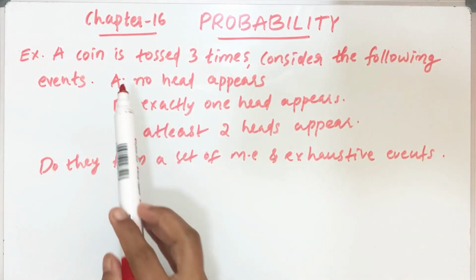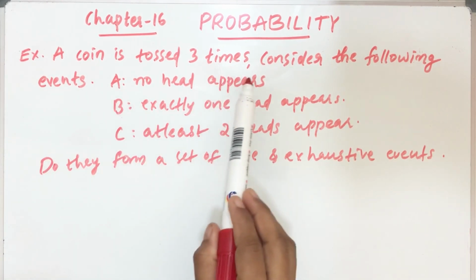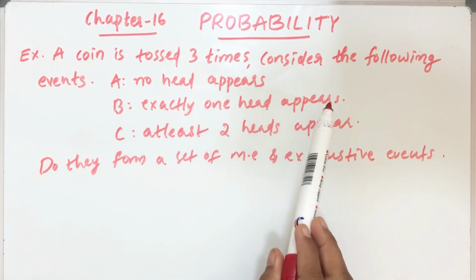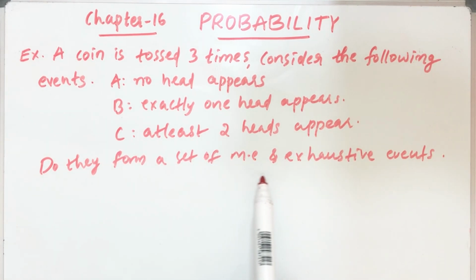Next example: a coin is tossed 3 times. Consider the following events. A: no head appears. B: exactly 1 head appears. And C: at least 2 heads appear. Do they form a set of mutually exclusive and exhaustive events? So mutually exclusive means disjoint. Exhaustive means union is S itself. So we can see whether they are pairwise mutually exclusive and exhaustive.